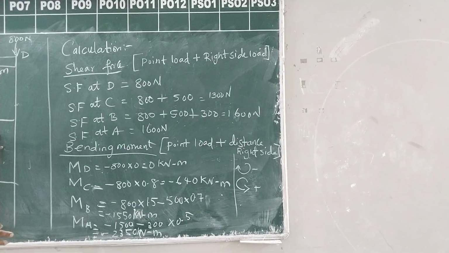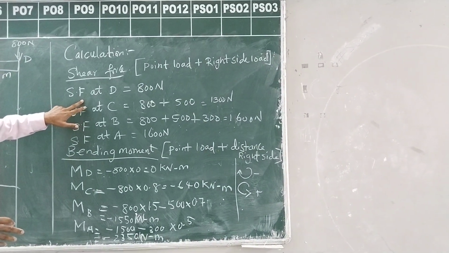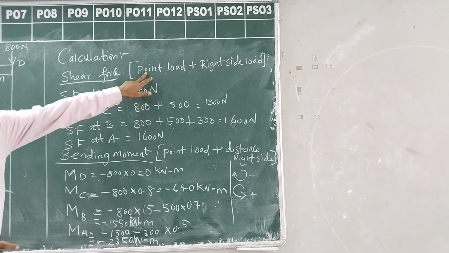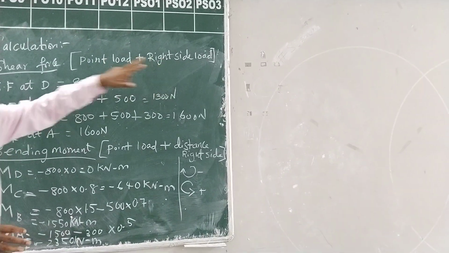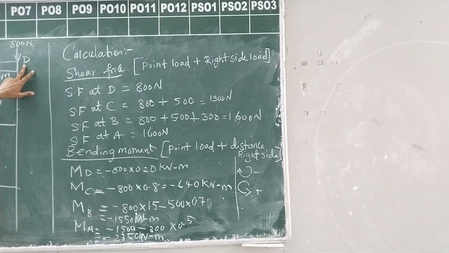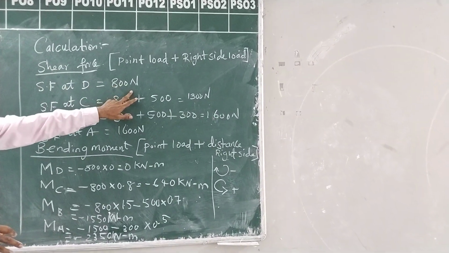We calculate the shear force at point D. The shear force at point D will be 800 Newton. Why? Because it is the point load plus the right side load. Here at point D, one point load is acting, so that's why we put 800 Newton.